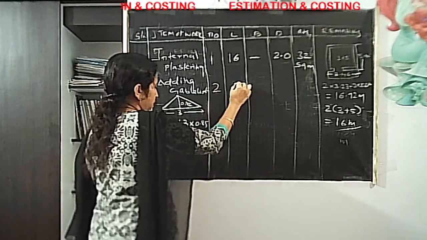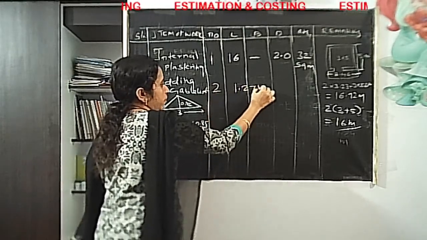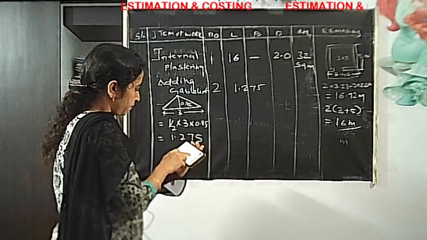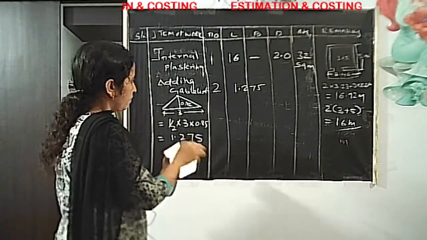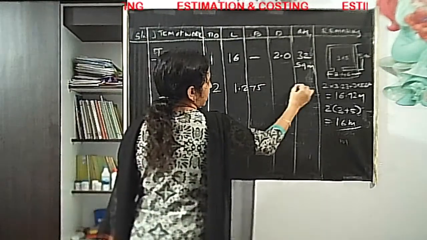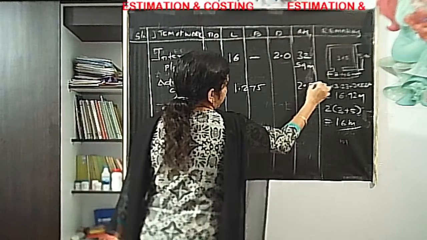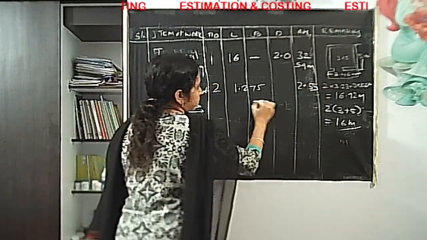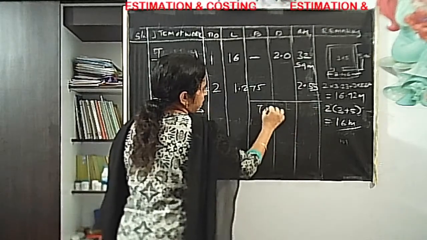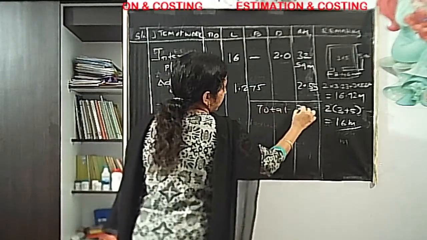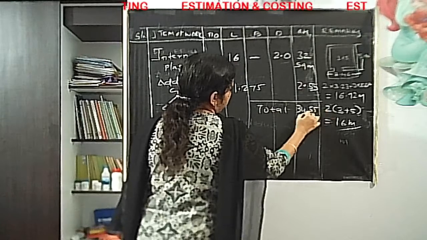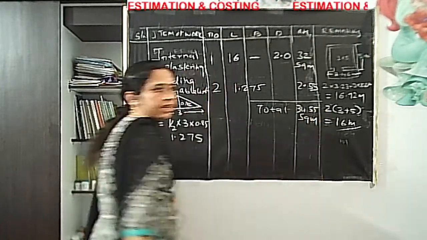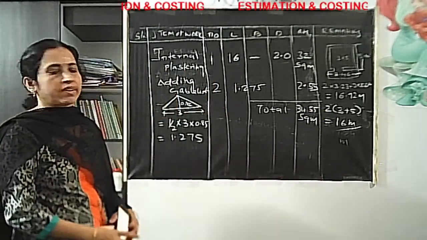The area of the gable wall is 1.275. For two, that is equal to 2.55. You have the quantity as 2.55. So adding up the gable walls, you are getting the total quantity as 34.55 square meter.